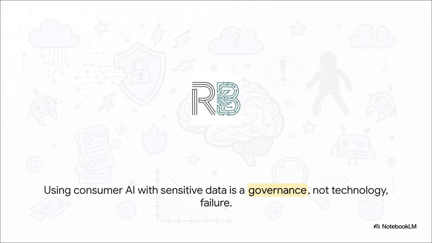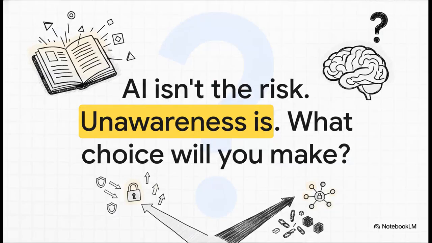Which really brings us to this one crucial idea. The AI tools themselves? They're not the bad guys here. They aren't inherently unsafe. The danger happens when we use consumer-grade tools for professional work without having a clue what's happening behind the scenes. Like the slide says, it's a failure of governance and awareness, not a failure of the technology. So when you boil it all down, the real risk isn't artificial intelligence, it's our own very human unawareness.